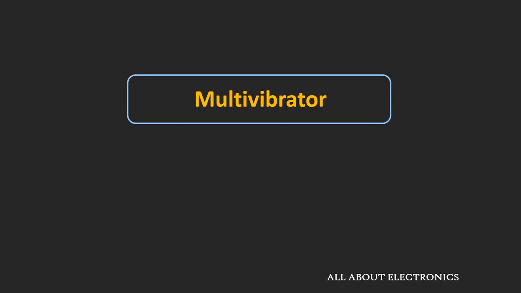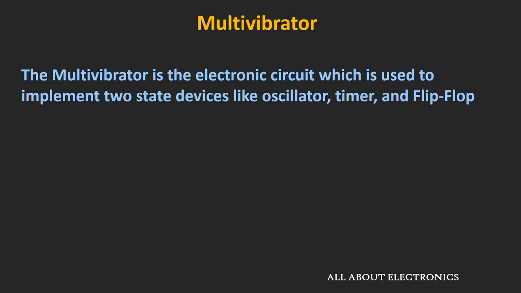Now, some of you might have already heard about the multivibrator circuits. In electronics, these multivibrator circuits are widely used. So in this video, let us quickly understand about the multivibrator circuits. So this multivibrator is the electronic circuit which is used to implement the two-state devices like oscillator, timer and flip-flop.